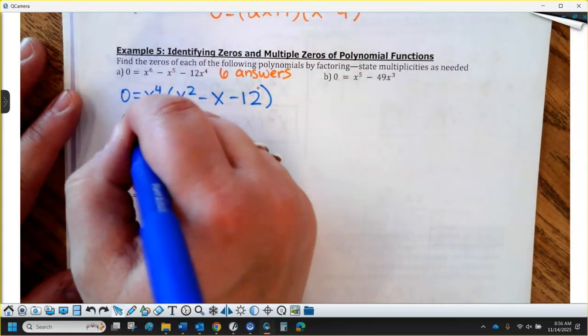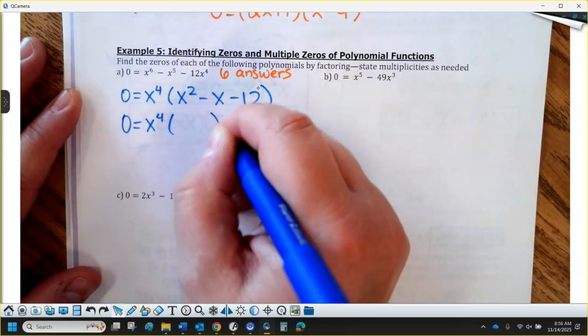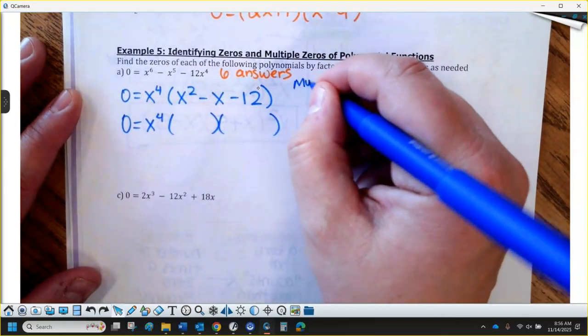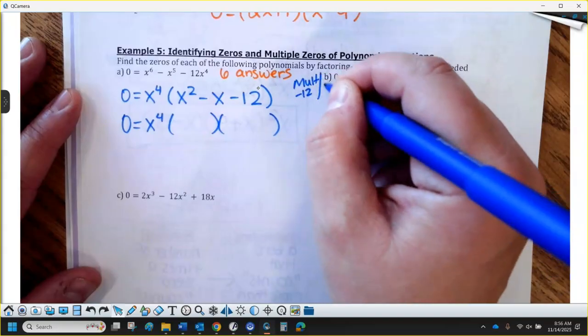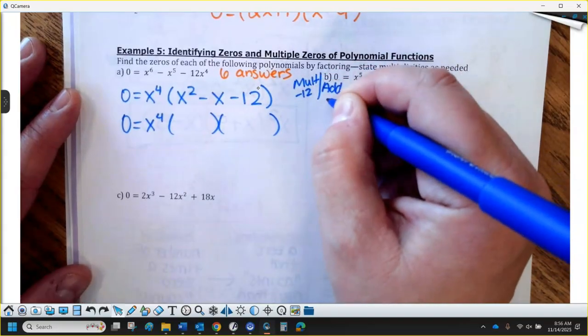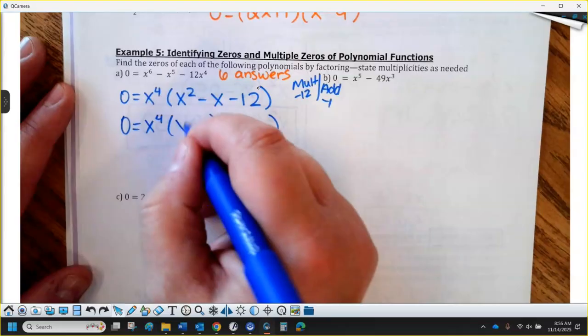All right, tell me, I need 2 numbers. If I multiply them, it'd be negative 12. Sorry, I'm going to bleed into the next question. If I added them, I would get negative 1.